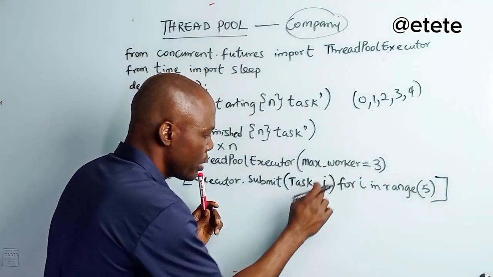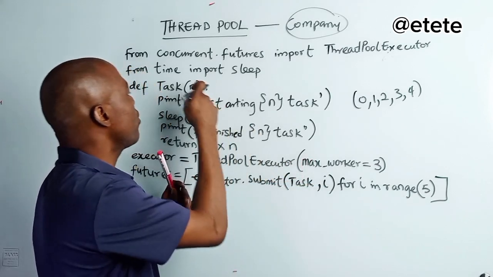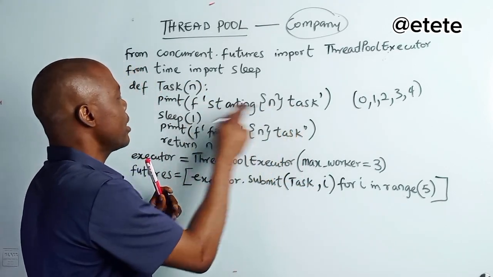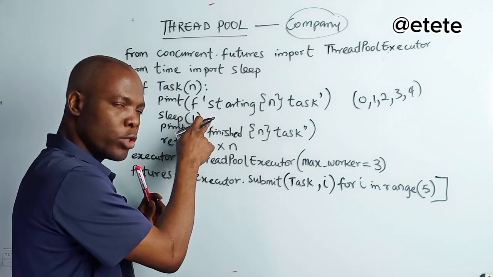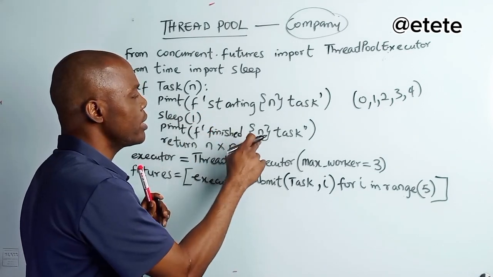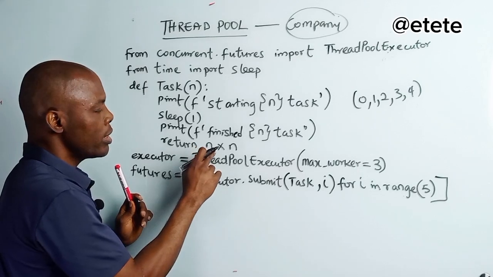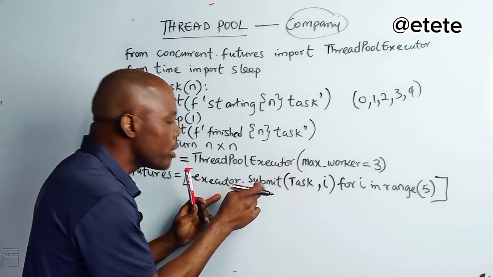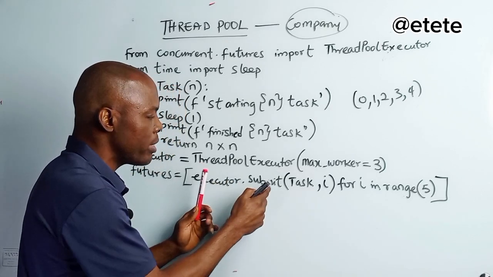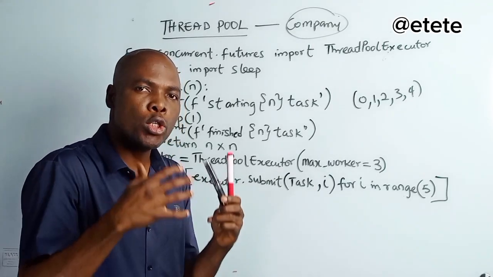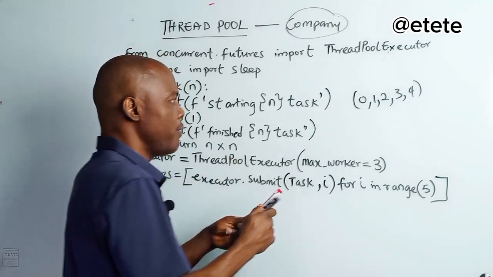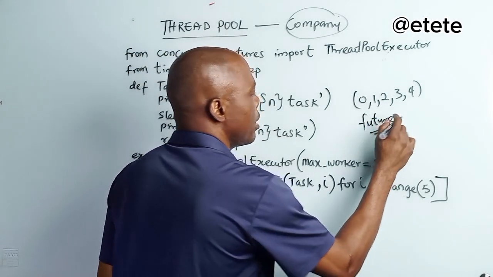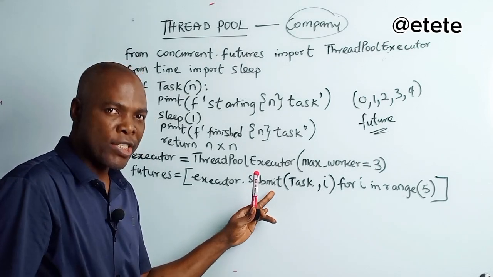So for 0 in this I, so this I will be what? Given to this N. Then it will go in, starting 0 task. It will sleep for 1 second, just waiting. Then it will do finishing 0 task. Then it will return 0 times 0, 0. It will return it and it will store it. But this submit that you are seeing, this submit method has created a future variable, right? A future variable. This submit has created it.